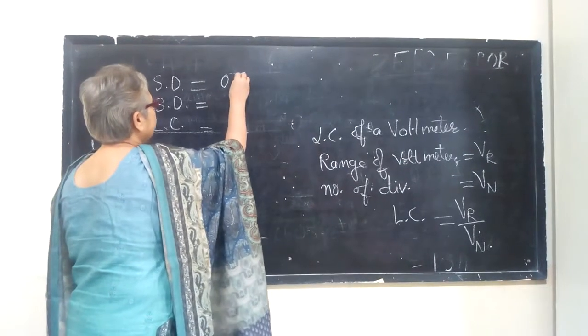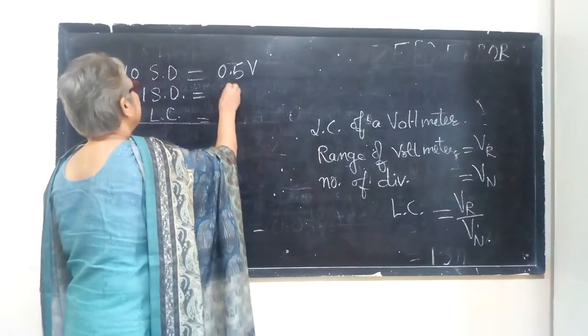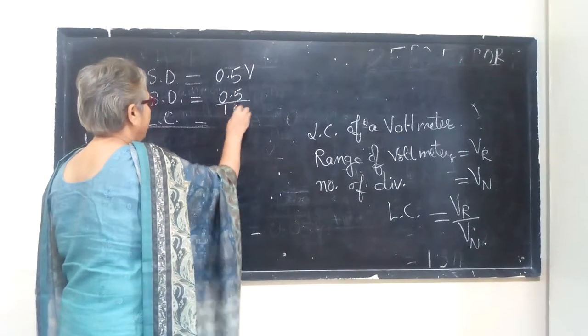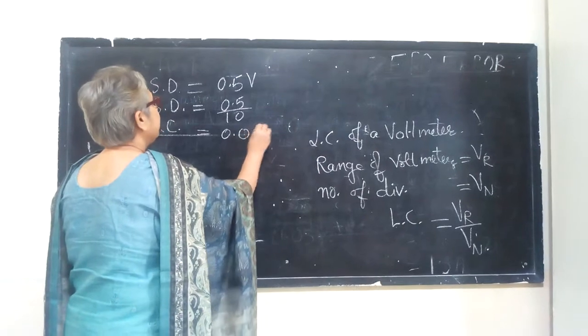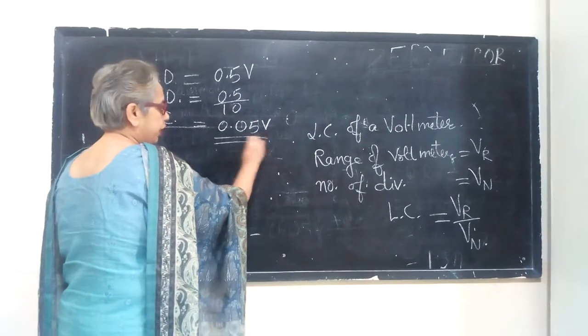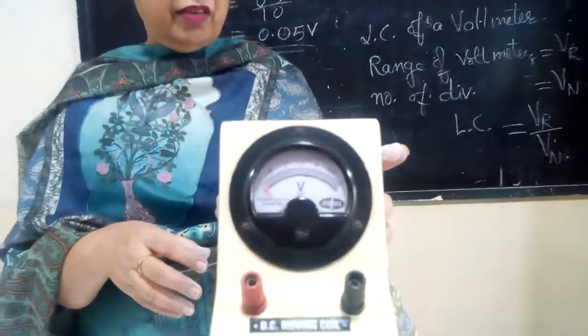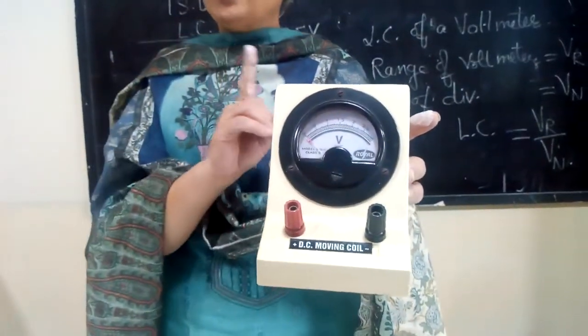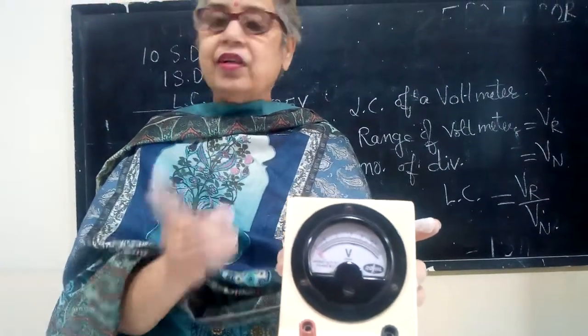But if you don't remember the formula, you can simply say like this, that 10 small divisions is equal to 0.5 volts, then 1 small division is equal to 0.5 upon 10, and again the answer will become the same, 0.05 volts. Okay, now this particular voltmeter, does it have a zero error? No, there is no zero error, as the pointer is coinciding with 0.